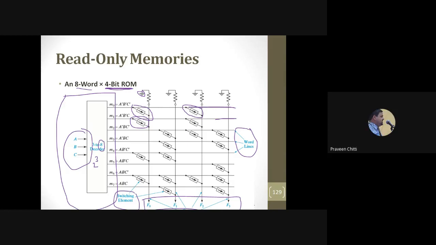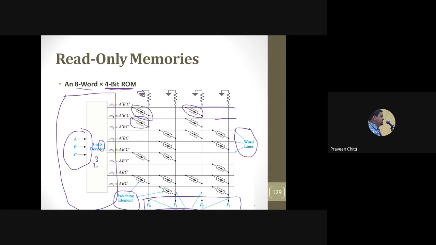For example, suppose you want to implement 6 output functions, like there are 3 input variables and 6 outputs in a particular Boolean system that you want to implement. In that case, what should be the ROM size that you should use? 8 into 6 bit ROM. 8 word by 6 bit ROM. There should be 8 words, 8 memory locations, and each memory location should be able to store how many bits of information? 6 bits of information. I hope that is clear now here.